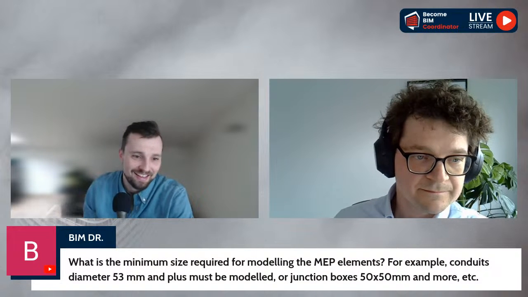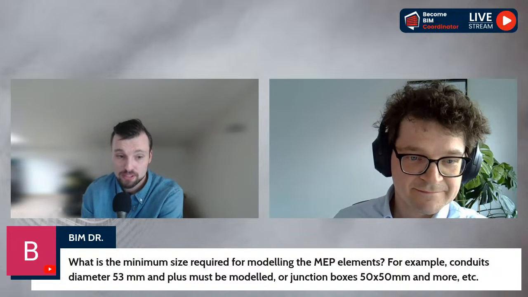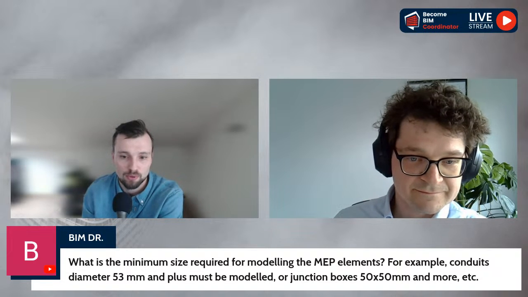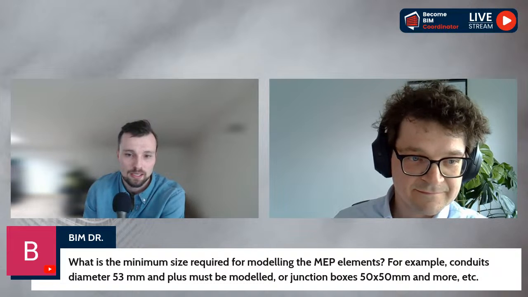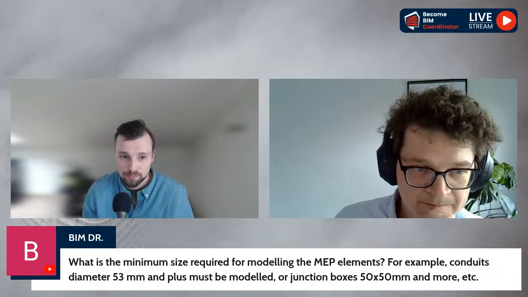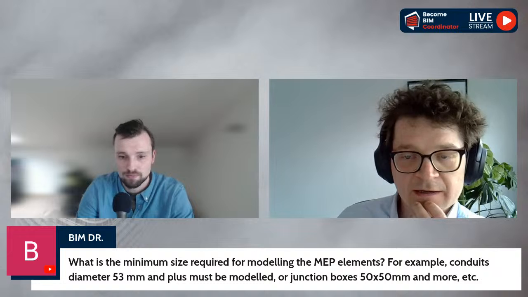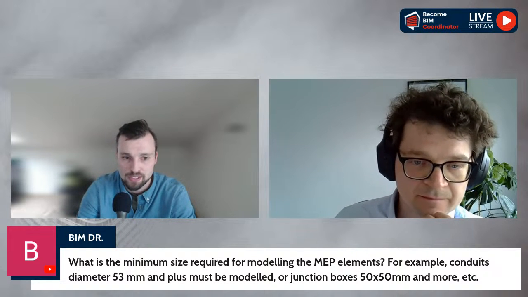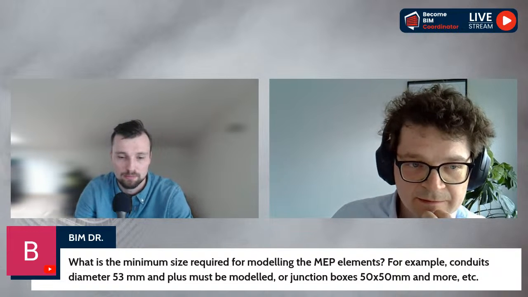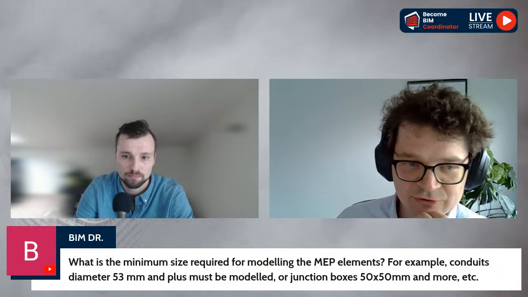Dr. BIM asks, what is the minimum size required for modeling the MEP elements? For example, conduit diameter, or must a junction box be modeled? Often I get the question like, are you going to model all the elements in your trade? If the pipes are, for example, super small, is it necessary to model them? Okay, so I don't know the exact size. Sorry, I don't have it in mind.